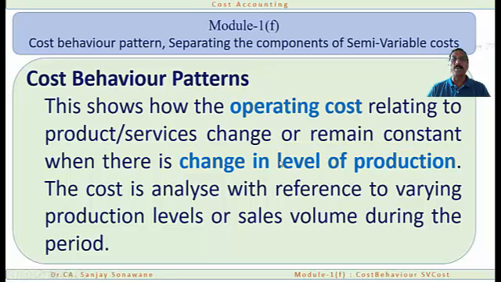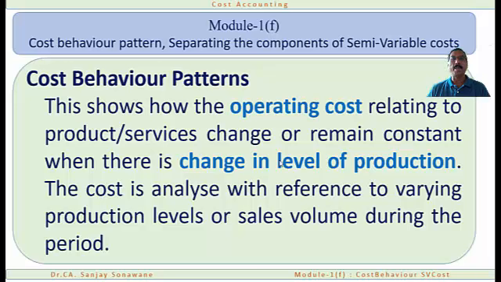So let us come to understanding what is cost behavior pattern. Behavior pattern exactly talks about the change in the cost with the change in the level of production. There are two components here. One is total cost, another is per unit cost. Based on the changes in total cost or per unit cost, we have given names to it. So let us read the lines here first.